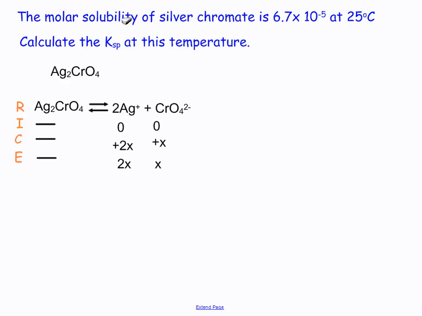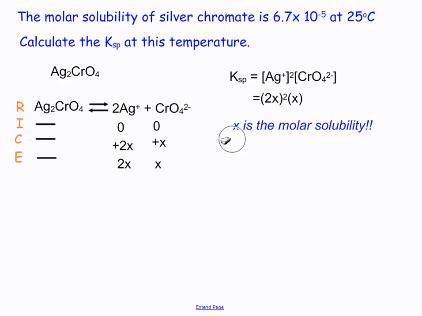Now, molar solubility of silver chromate is 6.7 times 10 to the negative 5th, so I know X. So here's my equilibrium expression. It's 2X parentheses squared times X. So I can plug in my numbers. Now, I actually put it backwards, but it doesn't matter, it's multiplication, so you're allowed to do that. Here is my chromate. Here is my silver ion squared.